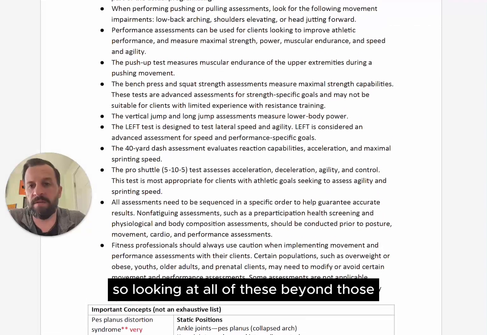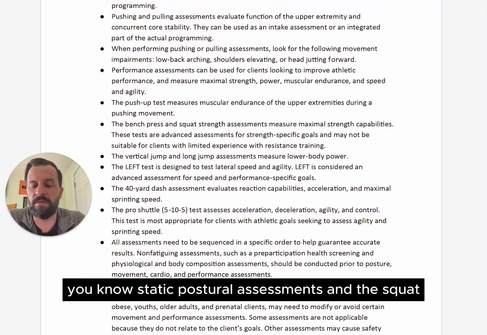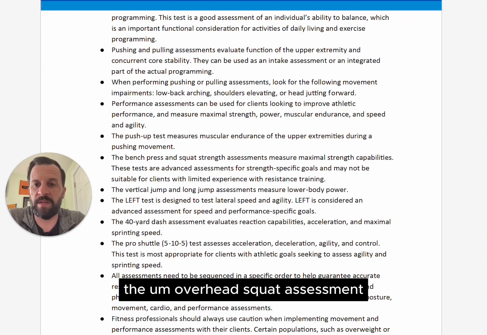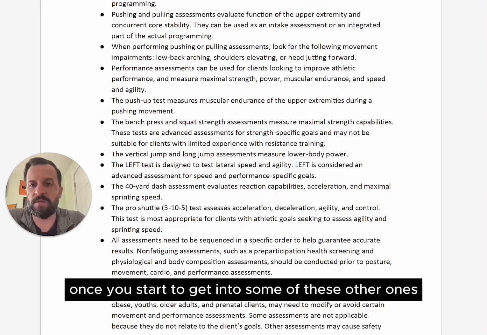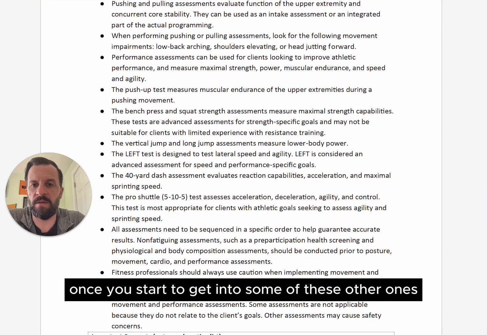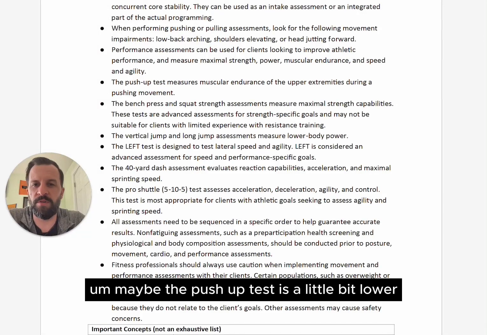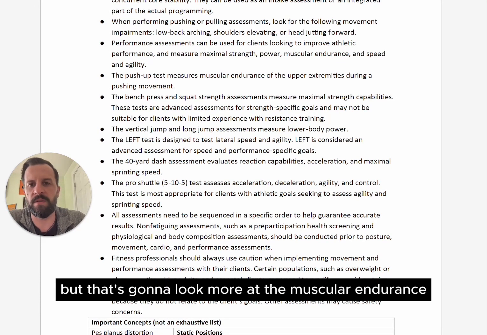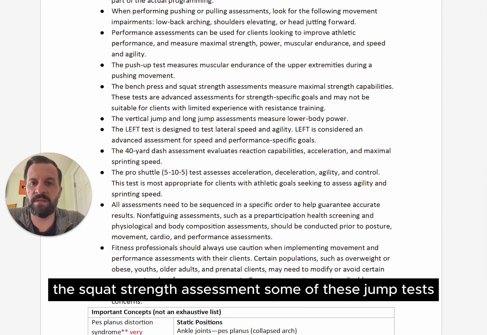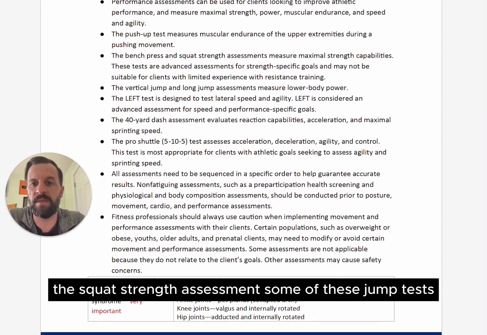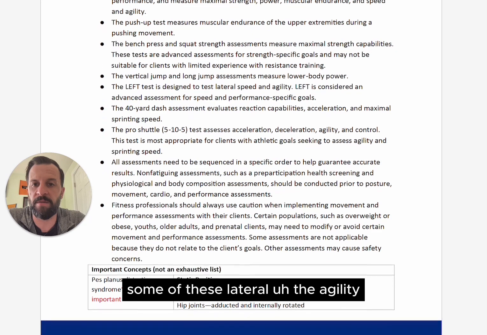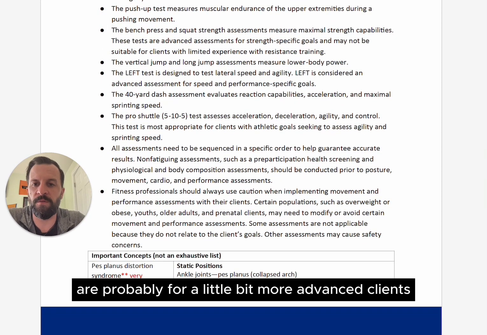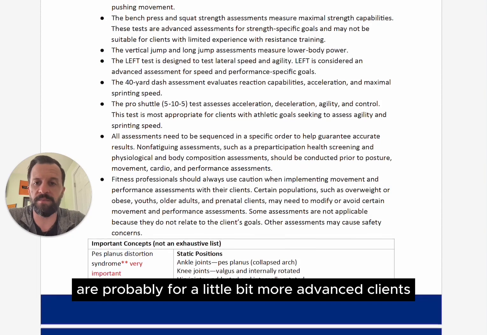So looking at all of these, beyond those static postural assessments and the overhead squat assessment, once you start to get into some of these other ones, maybe the push-up test is a little bit lower hanging fruit, but that's going to look more at the muscular endurance. The bench press, the squat strength assessment, some of these jump tests, some of these lateral, the agility and speed testings are probably for a little bit more advanced clients.